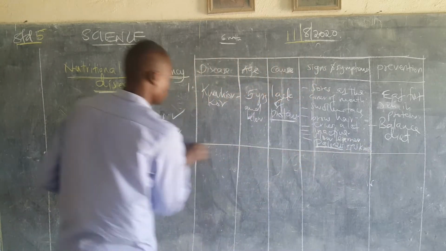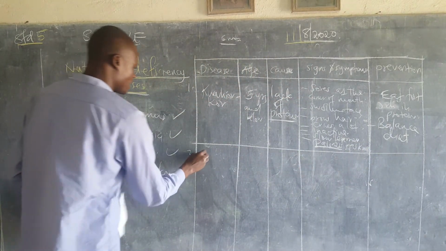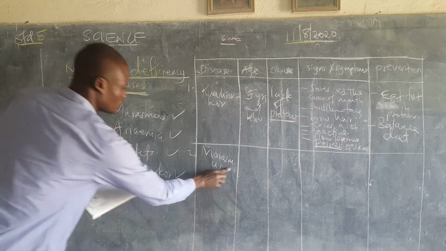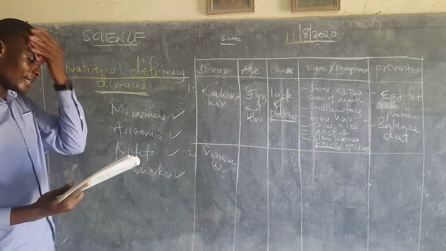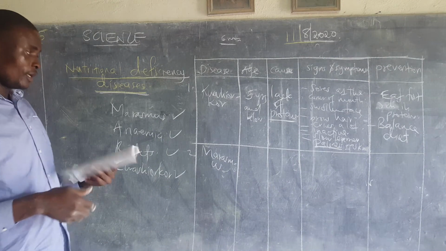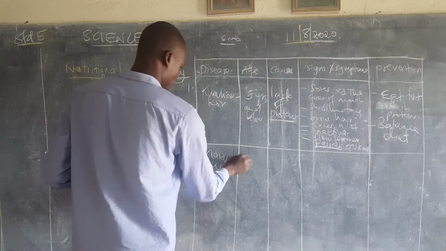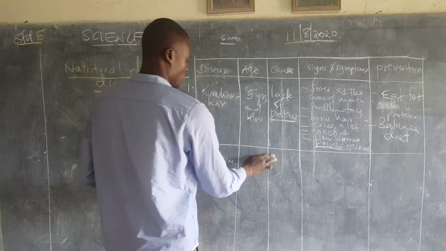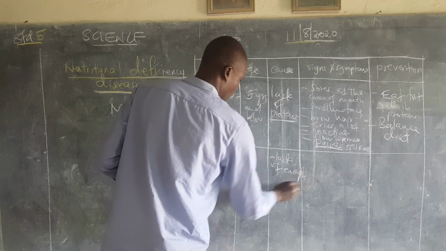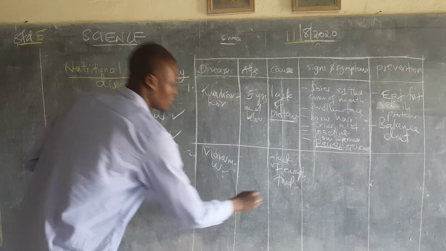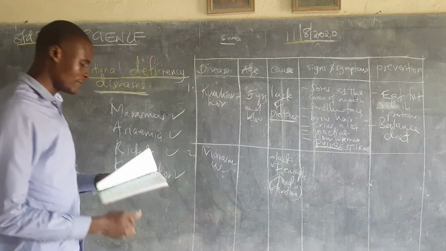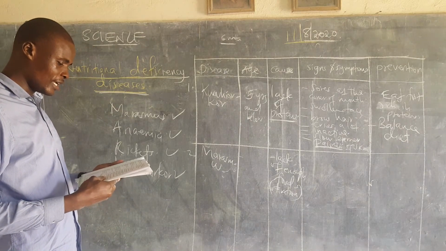So much for that. Then you go to our number 2, and our number 2 is going to be marasmus. I need you to know what marasmus is. Marasmus is a disease that majorly attacks somebody who starves a lot. It is caused by a lack of enough food, or at times you can call it starvation. Starvation can cause marasmus.